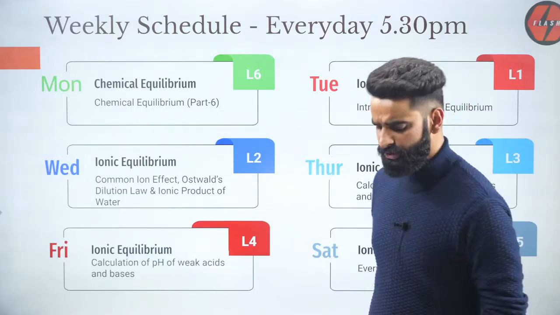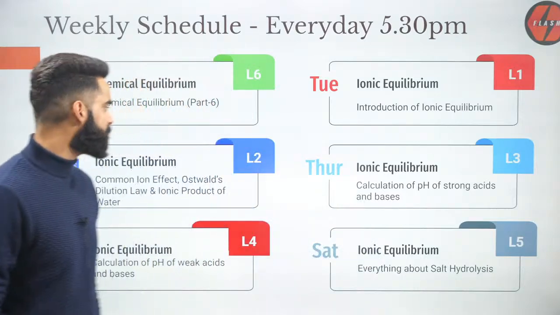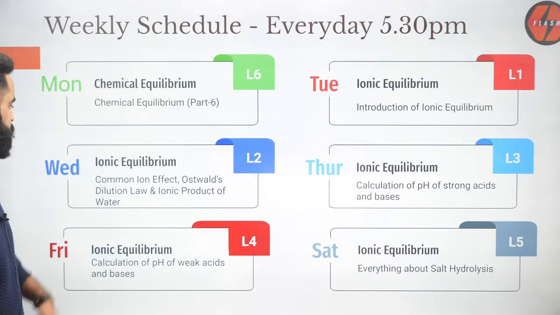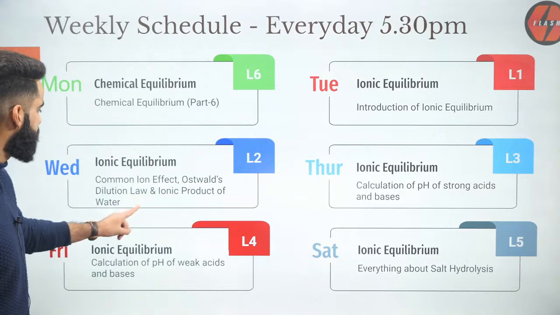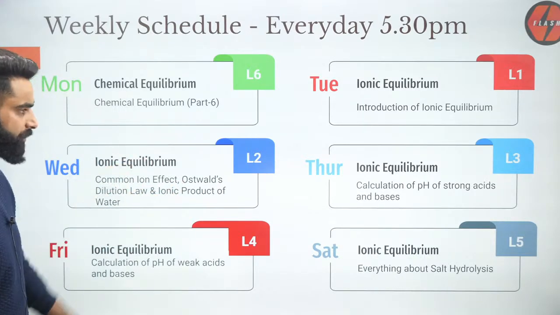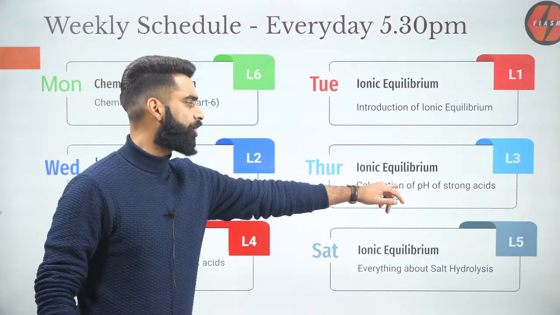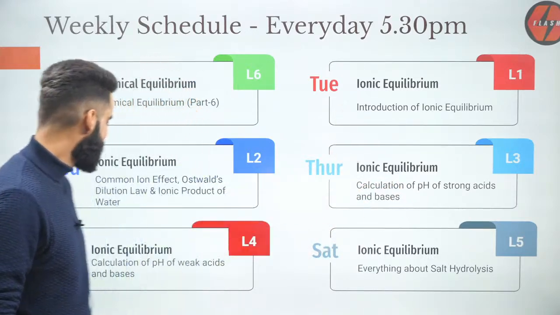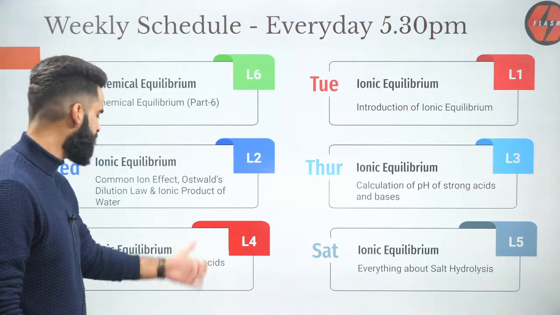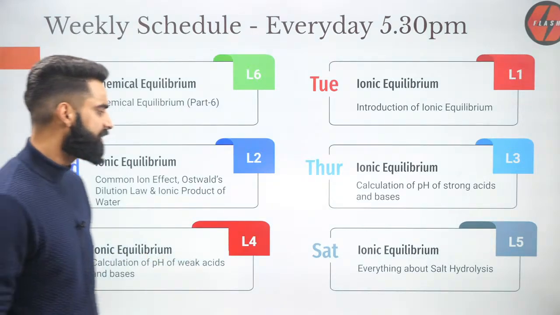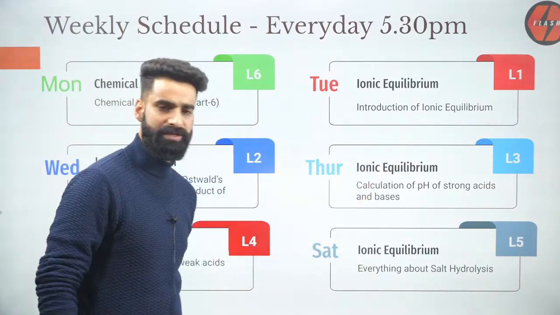So people, let me show you the schedule of the week which I have been following throughout. We are going to do the common ion effect, Ostwald's dilution law, and ionic product of water in today's session. In the upcoming sessions, we are going to do the calculation of pH of strong acids and bases. Then we'll be talking about the calculation of pH of weak acids and weak bases, and salt hydrolysis at the end.